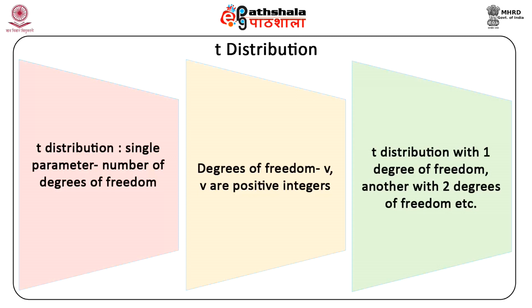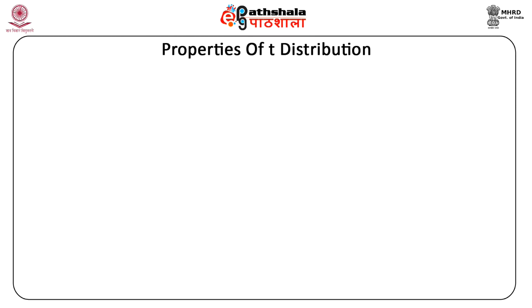So there is a t distribution with 1 degree of freedom, another with 2 degrees of freedom, yet another with 3 degrees of freedom and so on. For any fixed value of nu, the density function that specifies the associated t curve is even more complicated than the normal density function. Let us now look at the properties of the t distribution.